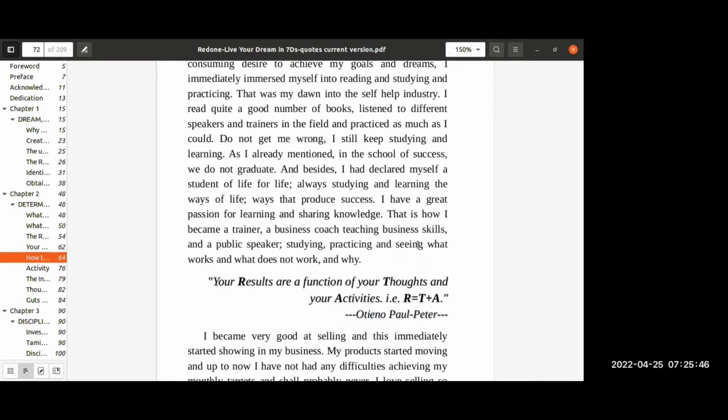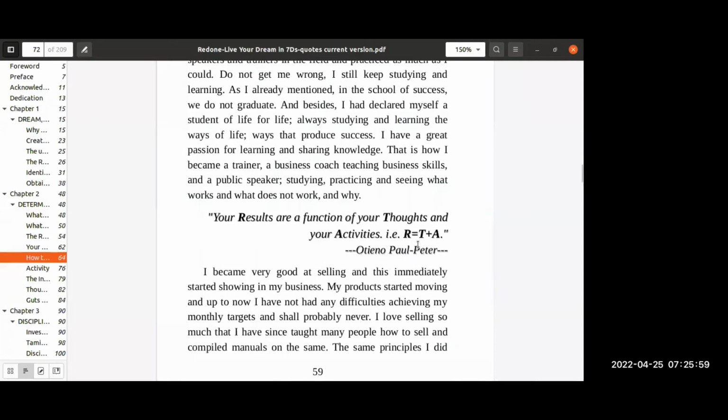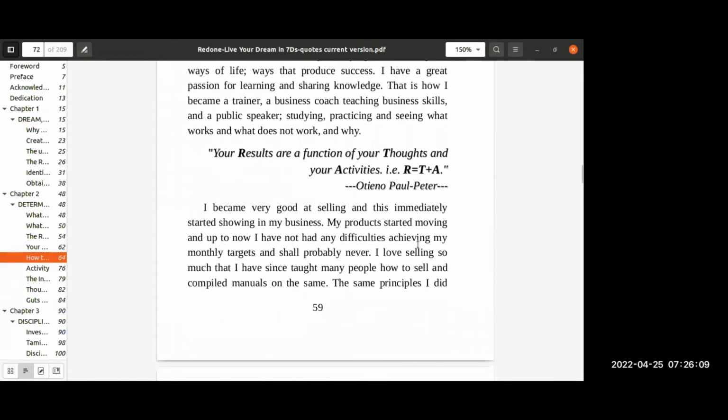That is how I became a trainer, a business coach, teaching business skills, and a public speaker, studying, practicing, and seeing what works and what does not work and why. A quote: "Your results are a function of your thoughts and your activities." That is, R is equal to T plus A, by Otieno Paul Peter.